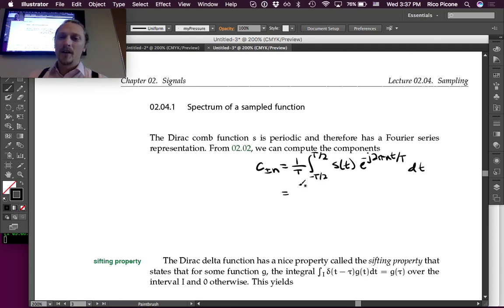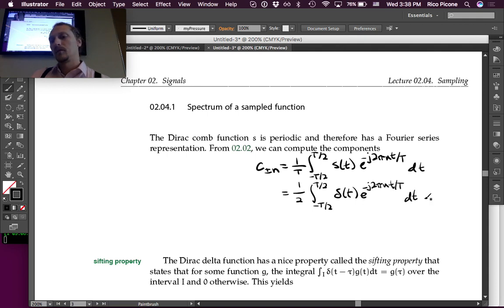All we need to do is say, oh, this is just 1 over T times the integral from minus T over 2 to T over 2 times the Dirac delta function, because that's the one that shows up in that interval. It's not time shifted at all because we're doing it about 0. So conveniently, all right, so that is the expression.